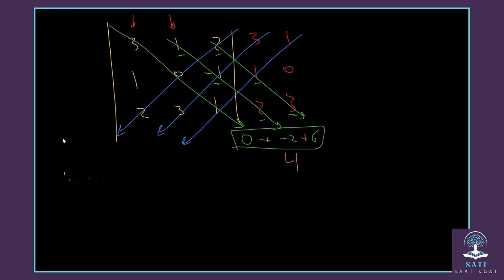Do the same for the blue diagonals here. On this one, what will you find? 2 times 0 times 2. 0 times anything will be 0, so that means here will be 0. And here now, 3 times 1 times 3 is going to be what?